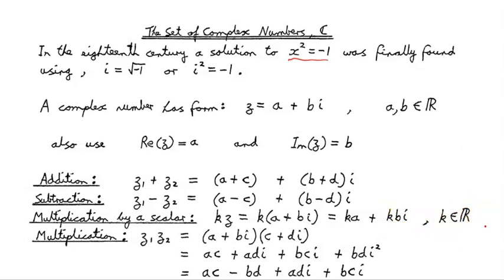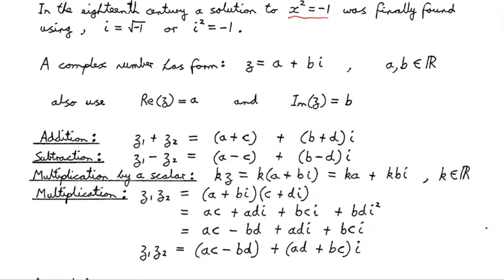Multiplication of two complex numbers is carried out in the following way: a plus bi times the second complex number c plus di, expanded out as you normally would. Expand out the parentheses, you get ac plus adi plus bci plus bdi squared. Now i squared, as we saw, is -1, so bd becomes minus bd. The real part becomes ac minus bd, and the imaginary part becomes ad plus bc, multiplied by i. So two complex numbers multiplied together give us this result.